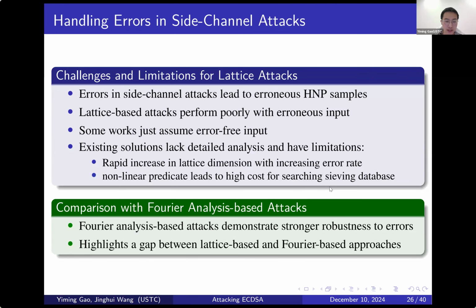In such practical side-channel attacks, errors often appear in the data. For ECDSA leakage attacks, errors lead to erroneous HNP samples. Previous lattice attacks perform poorly in this situation, and many works just assume error-free input. The existing solutions lack detailed analysis and have limitations. However, Fourier analysis-based attacks demonstrate stronger robustness to errors, highlighting a gap between the two approaches.